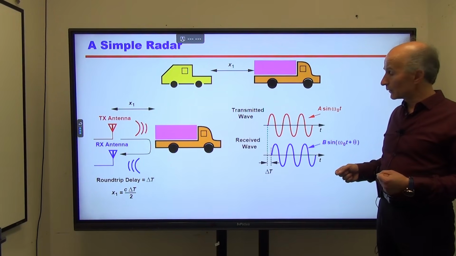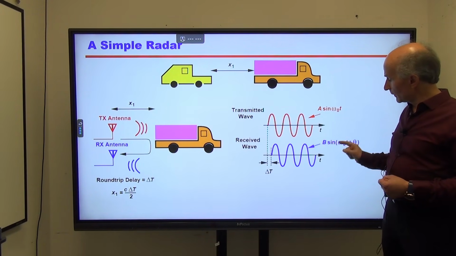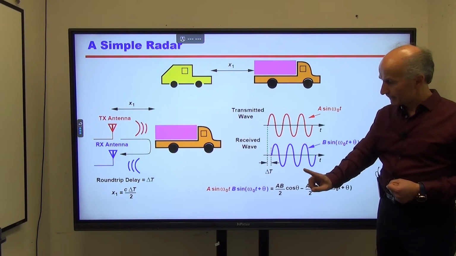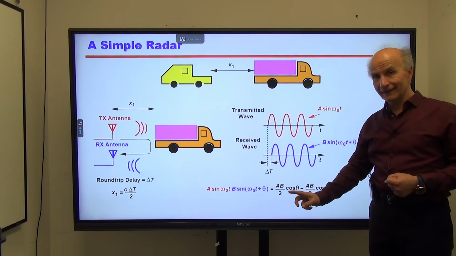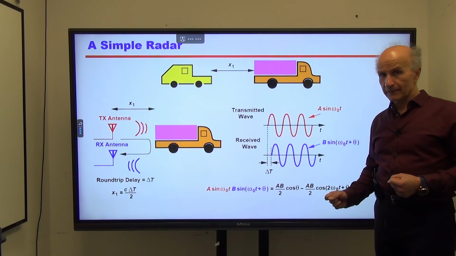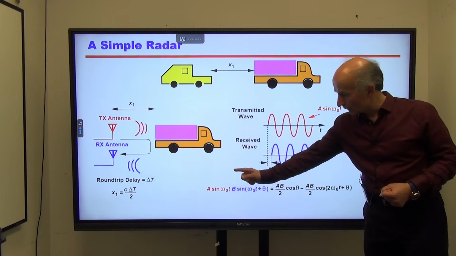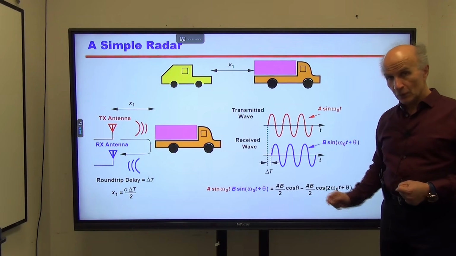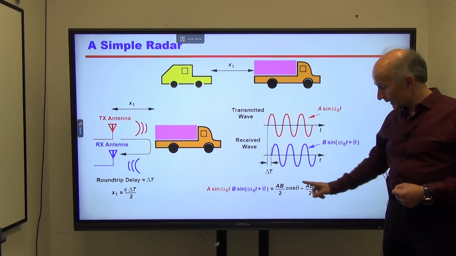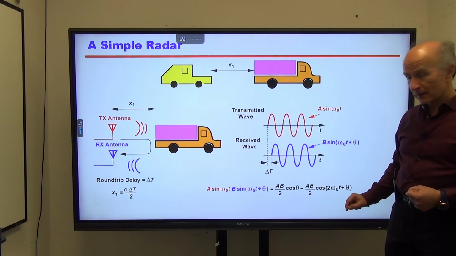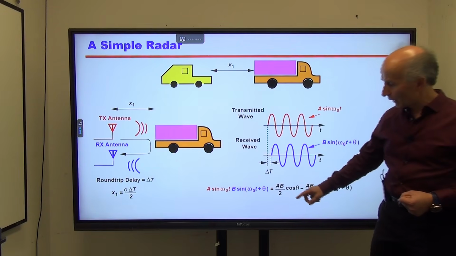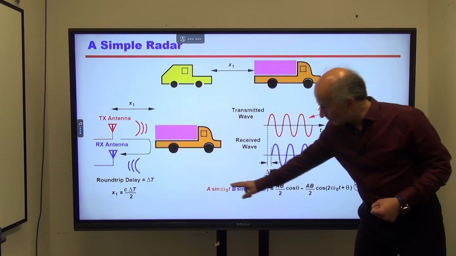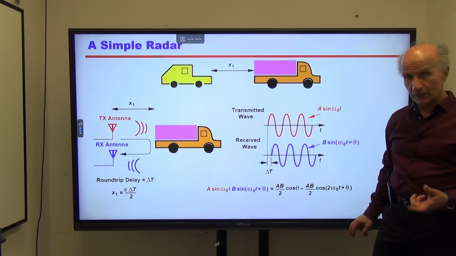All right, so we're going to multiply these two by each other and use a trigonometric identity to see what happens. I have the product of sine of omega 0 t and sine of omega 0 t plus theta. We can expand that, and we can write that as a cosine and another cosine. The first cosine is the cosine of the difference between these two angles, these two arguments.